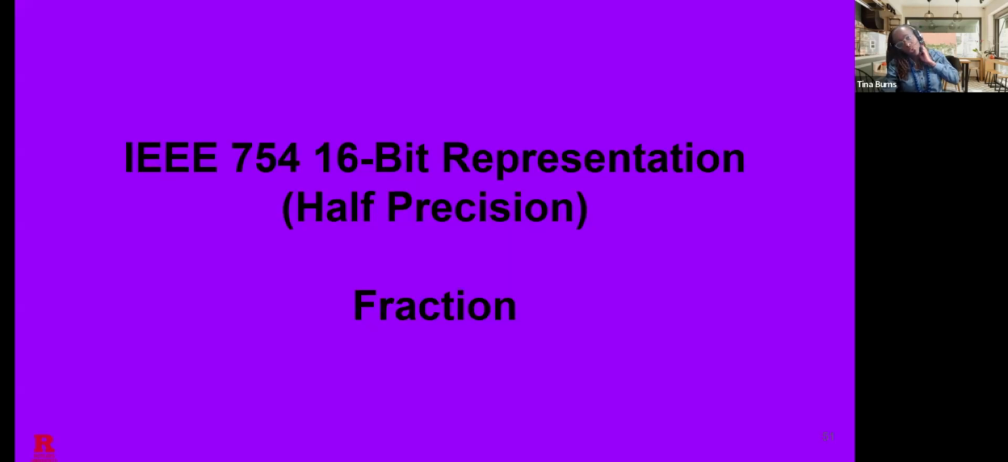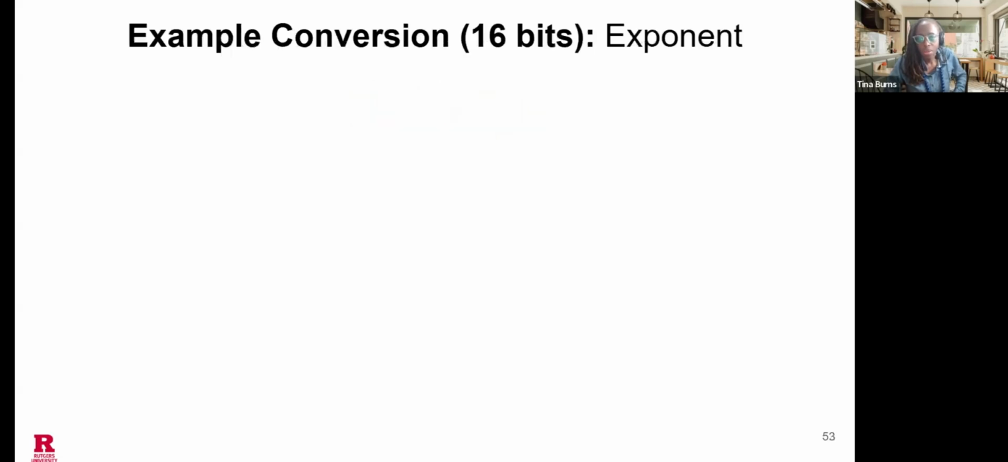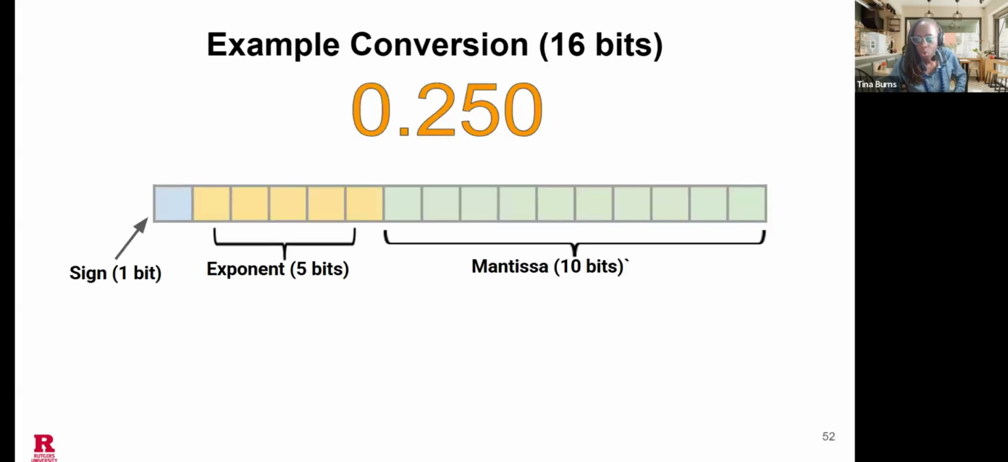I know I said one example for that, but I'm going to go over one more because I want you to see what happens when we're looking at a fractional number for this representation. So let's look at a 16-bit representation for a fraction. The number that we have here is 0.25. The sign bit is, of course, 0. 5 bits and 10 bits for our exponent and mantissa.